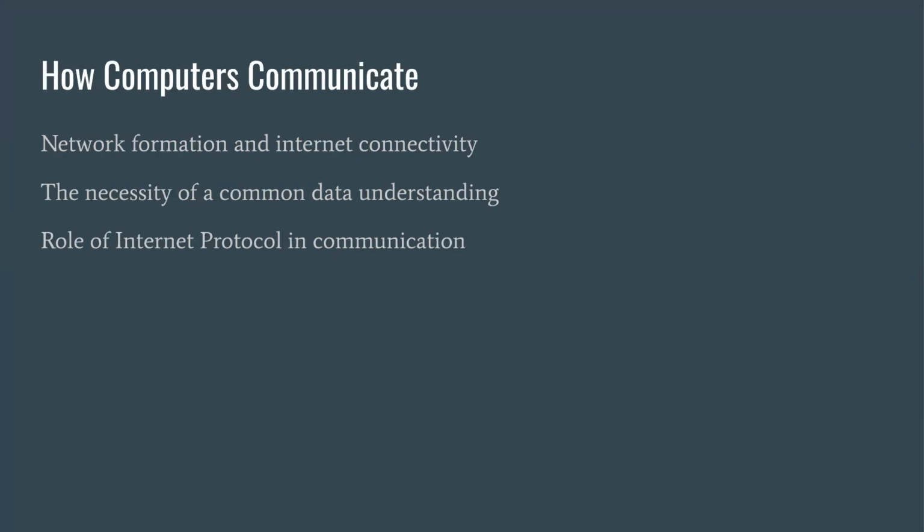How do computers across the globe communicate? They basically connect to form networks, and these networks interconnect to form the internet. And for these diverse systems to communicate effectively, they need a common language or protocol, and this is where the Internet Protocol comes into play.